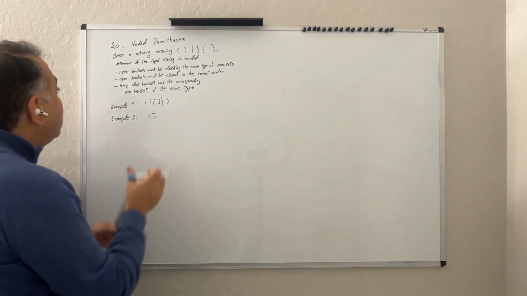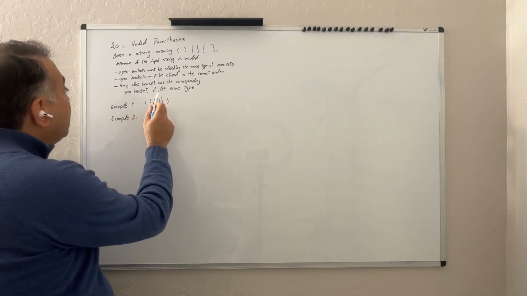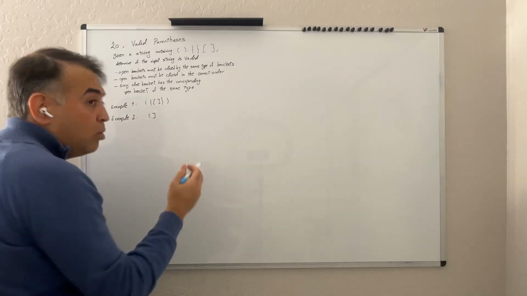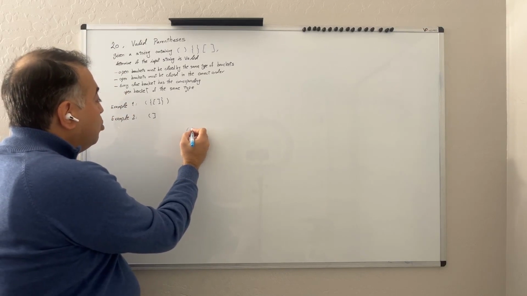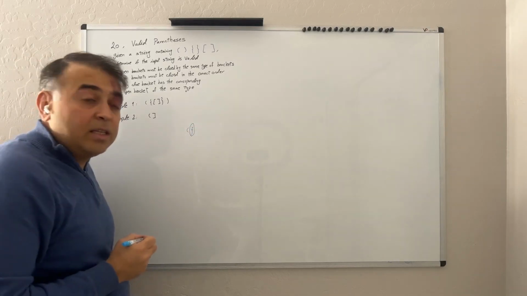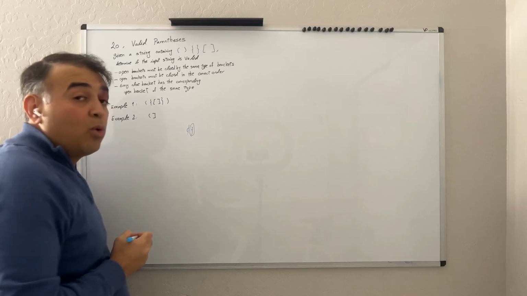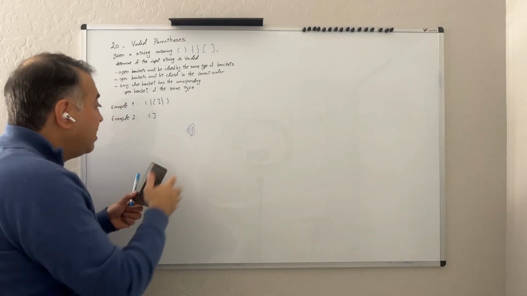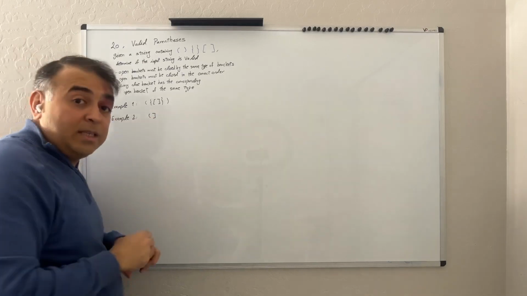Then the problem mentions every closed bracket has a corresponding open bracket of the same type. So we couldn't have something like this, then have a closed bracket like this, because we didn't have an open bracket like this before that. We didn't have an open one here. So we can assume that this one is not a valid string.